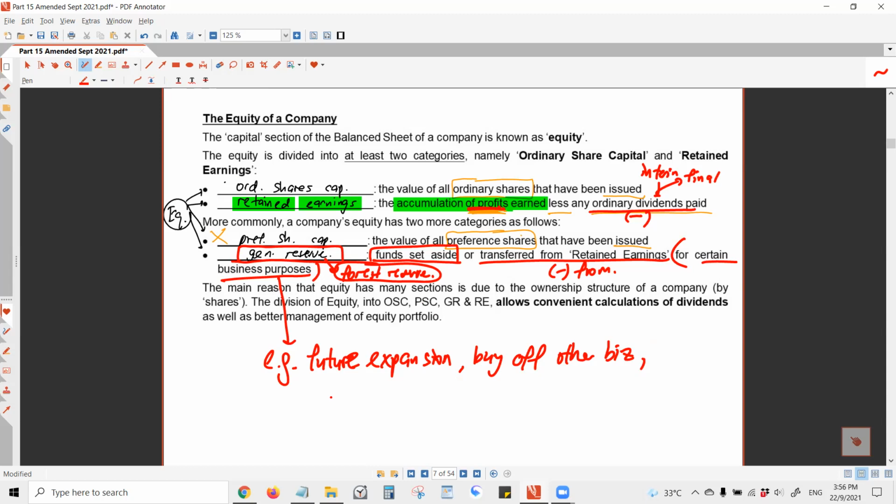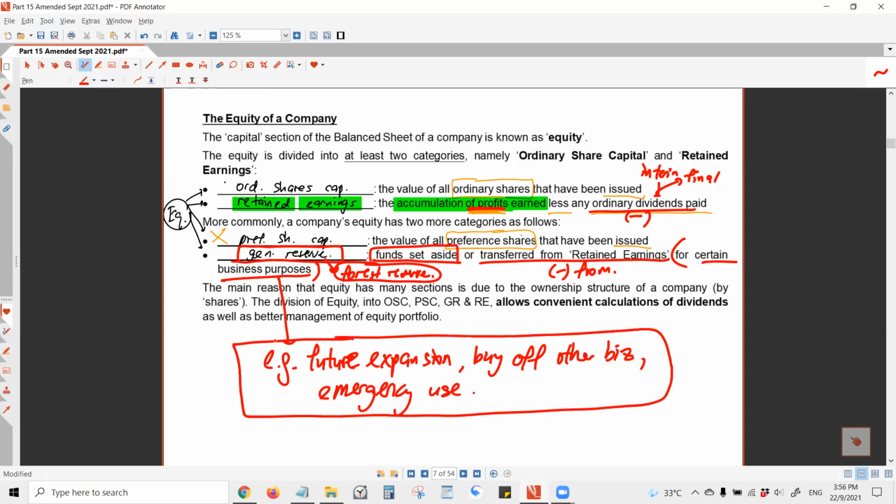Or you are saving money for maybe emergency use. Okay, for emergency use. So just like what you would do in your daily life, you save money for emergency use, for future retirement. Okay, but here is about business. So we have other kind of examples. Okay, so that's general reserve: minus from retained earning, then you plus it into the general reserve.